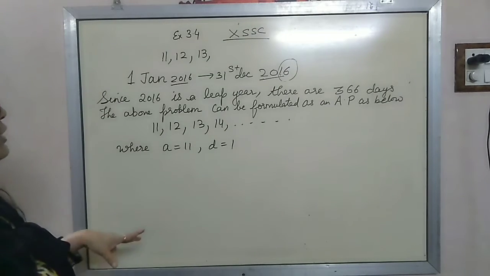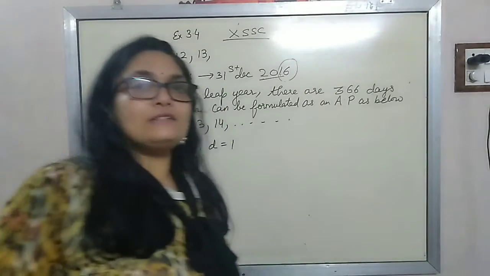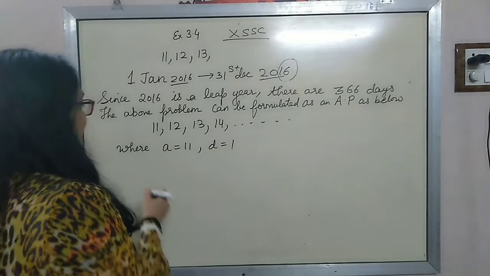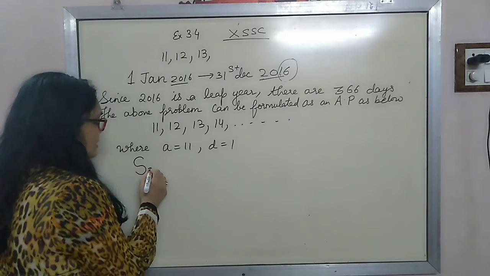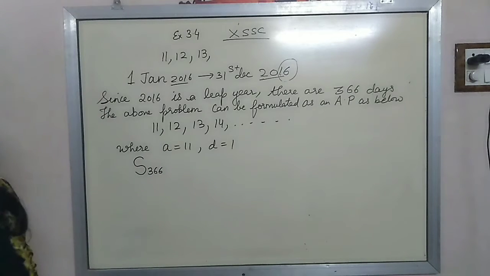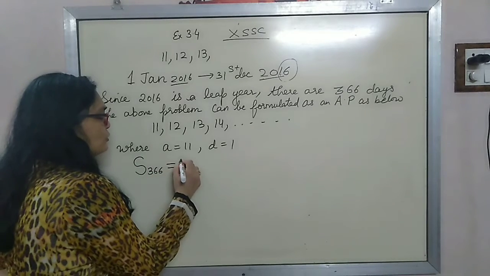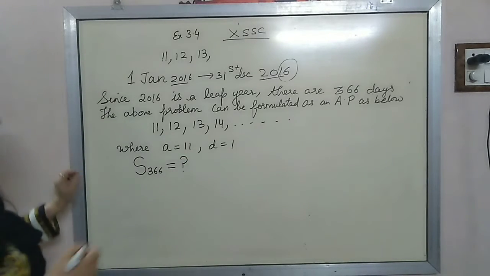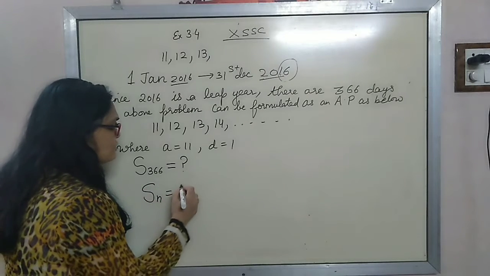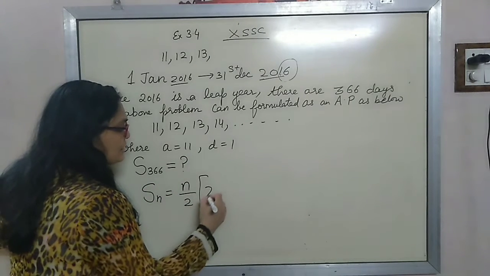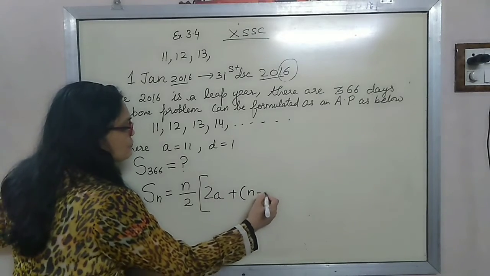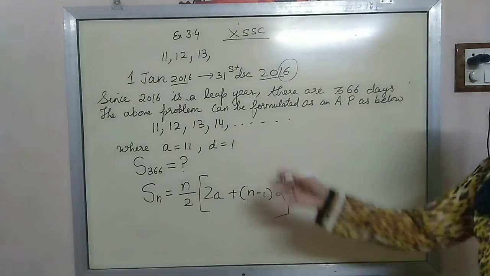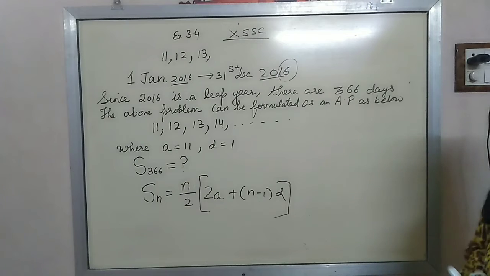Okay. Now what we have to find? We have to find how much money is collected at the end of the year. That is 11 plus 12 plus 13, so on till the last. So you have to find S of 366 because there are 366 days. This is what you have to calculate. So you find out S of 366, you know A, you know D, you know the formula: S of n is equal to n upon 2 into bracket 2a plus n minus 1 into D. So for A put 11, for D put 1, for n put 366 and calculate, that is going to be your answer.